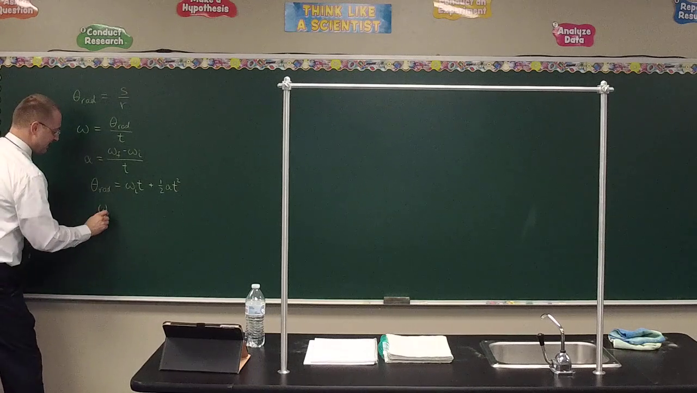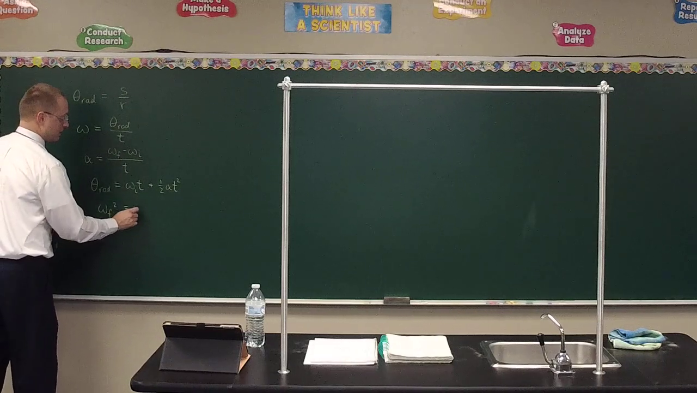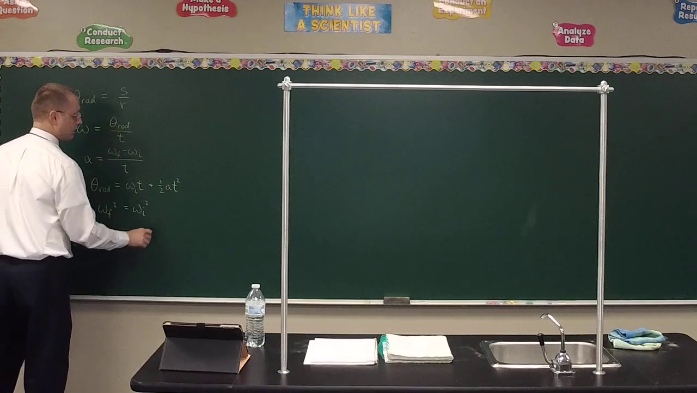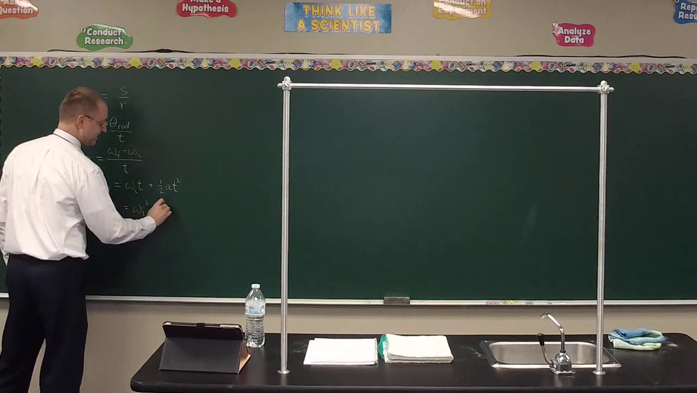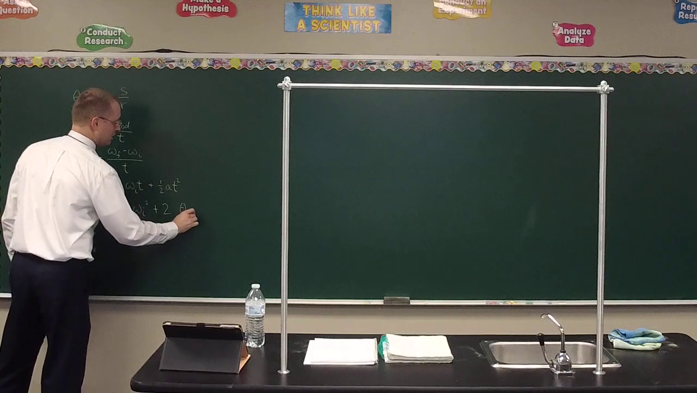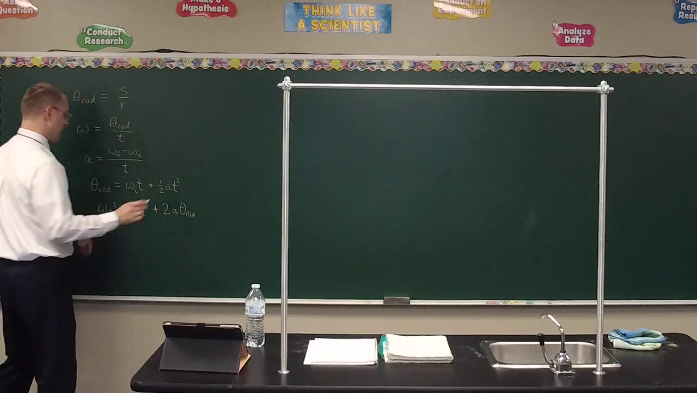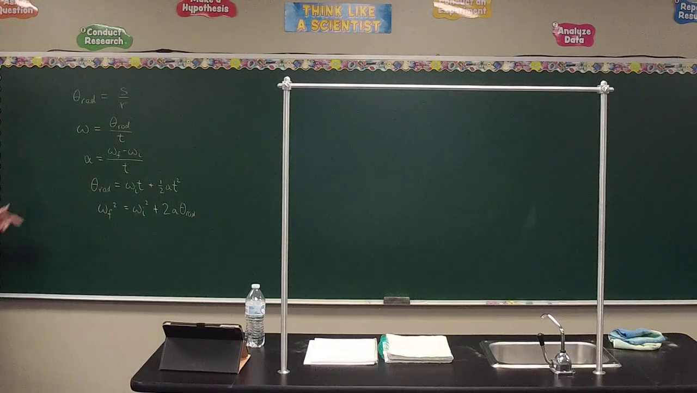Omega sub F squared equals omega sub I squared plus 2 alpha theta rad. V sub F squared equals V sub I squared plus 2 a d. And again, we're just making those substitutions. So this is our lineup so far of equations that we need to have memorized.